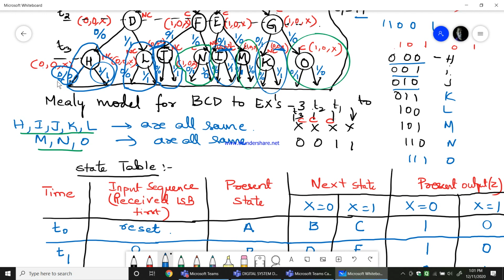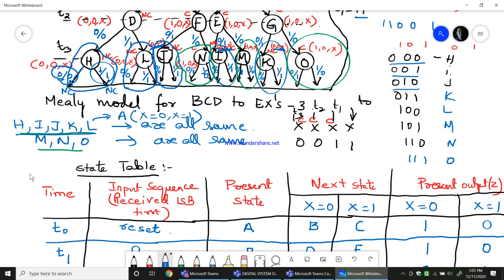The next state for the present state H for these two will be A only, because there is no carry. So for all of this HIJKL, the next state would remain A only for both inputs x equals 0 and x equals 1. The reason is no carry is generated here. So both are no carry conditions only.